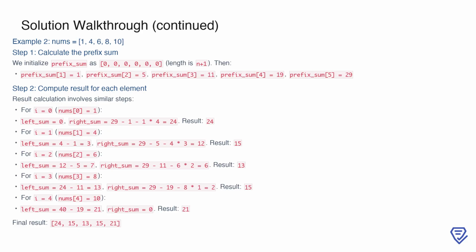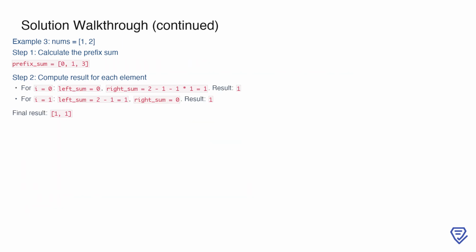Finally, for i equals 4, nums[4] is 10. The left sum is 21, and there is no right sum, so result[4] equals 21. This results in the array 24, 15, 13, 15, 21.